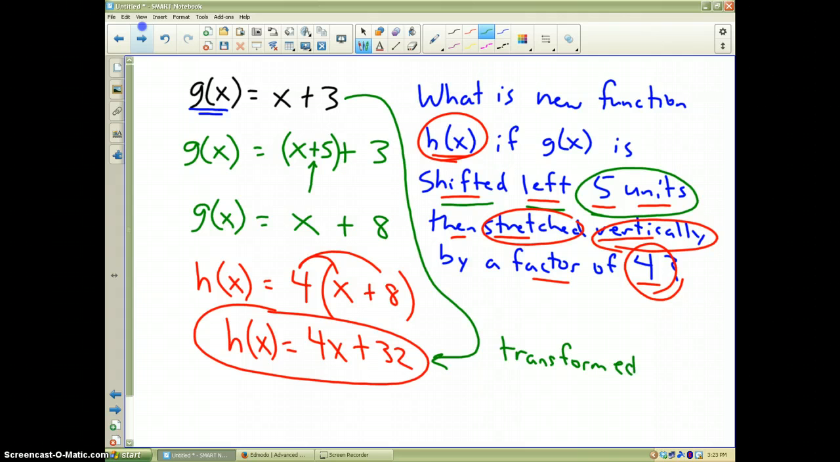By transforming the original function x plus 3 left 5 units and then stretching by a factor of 4, I end up with this graph and this equation, which is quite a bit different. And that's how you transform functions mathematically. If you have further questions regarding this, please ask during class. But otherwise, that wraps up section 2.6.